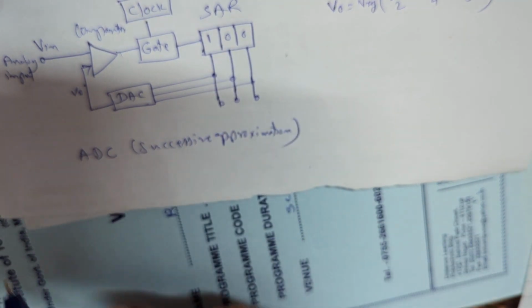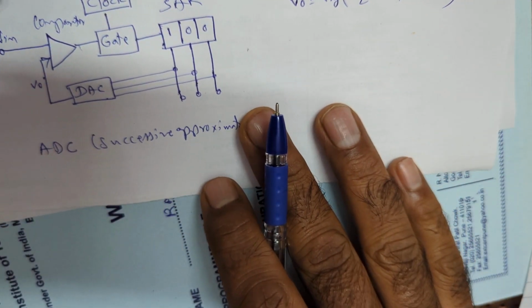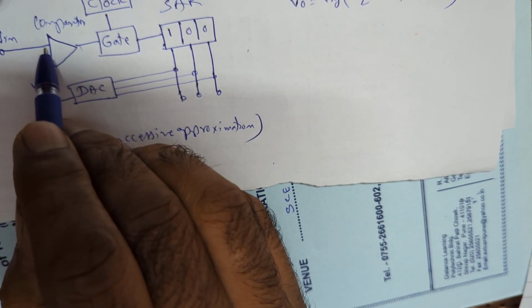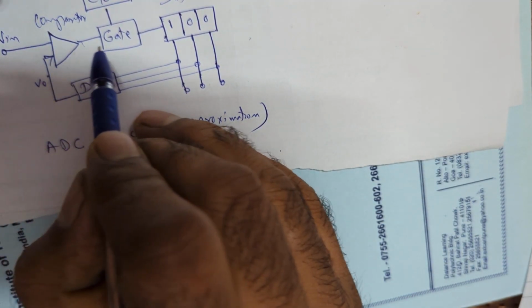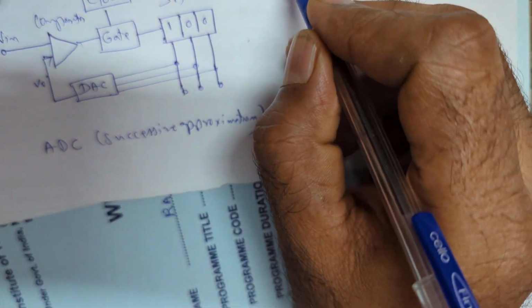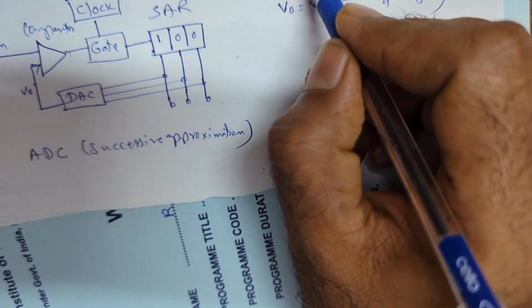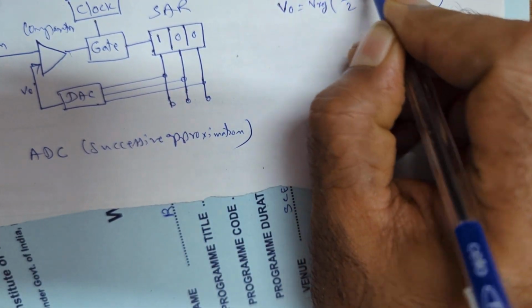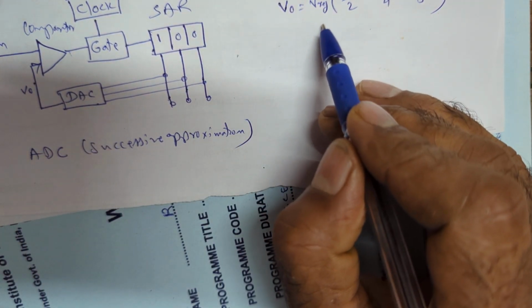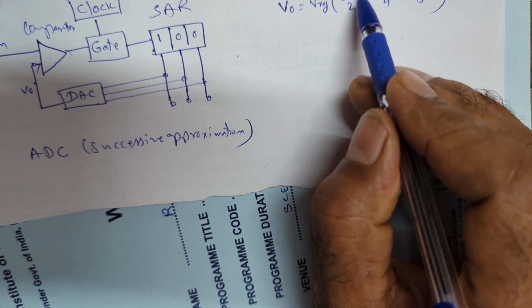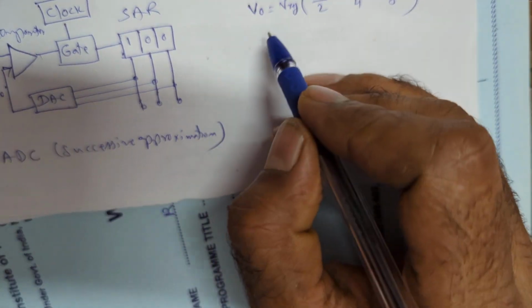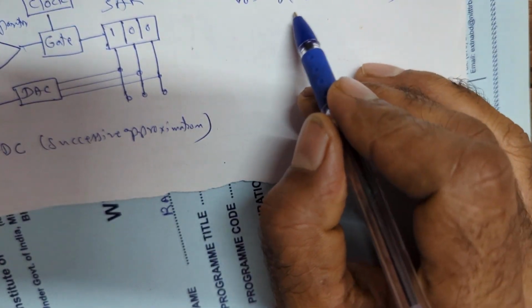Now in this process, when the input signal VIN comes, the most significant bit is made 1. Now for a 3-bit converter, the voltage output from DAC is given by reference voltage into B3 by 2 plus B2 by 4 plus B1 by 8. Now you may have a doubt how we are going to get this equation.